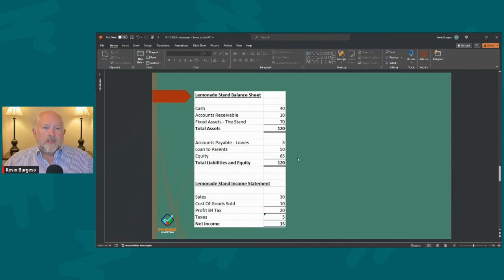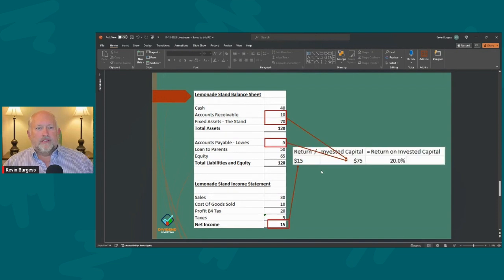So how do we calculate return on invested capital with this? We take the $15, which is the return. The invested capital is the fixed assets of $70 plus the accounts receivable of 10 minus the accounts payable of 5, which gets you invested capital of $75. $15 divided by $75 is a return on invested capital of 20%. So I tried to make that as simple as I could. Hopefully that worked out pretty well.